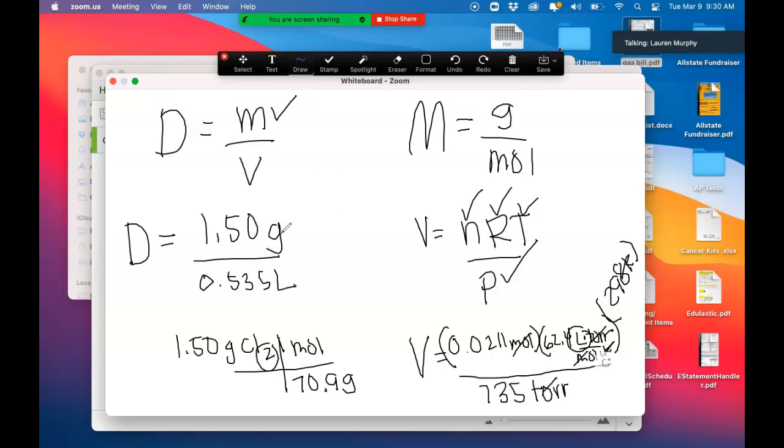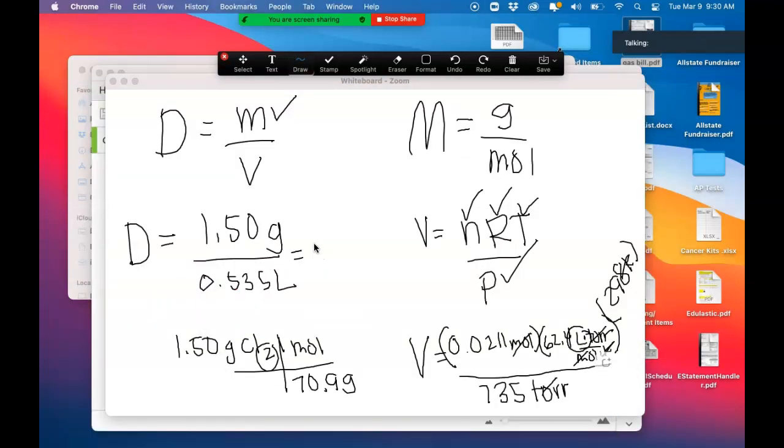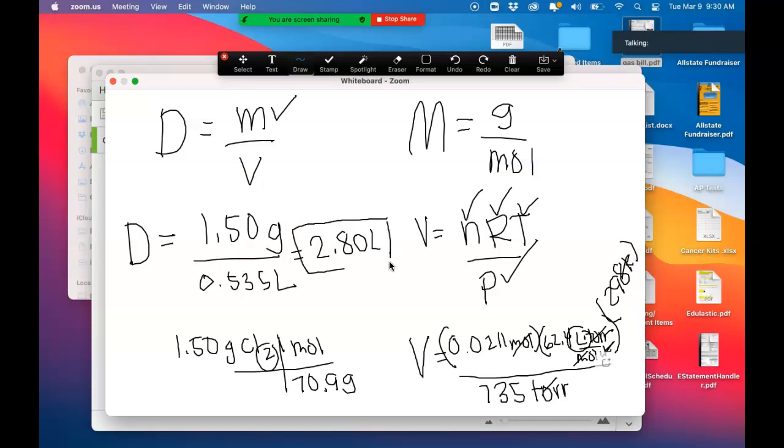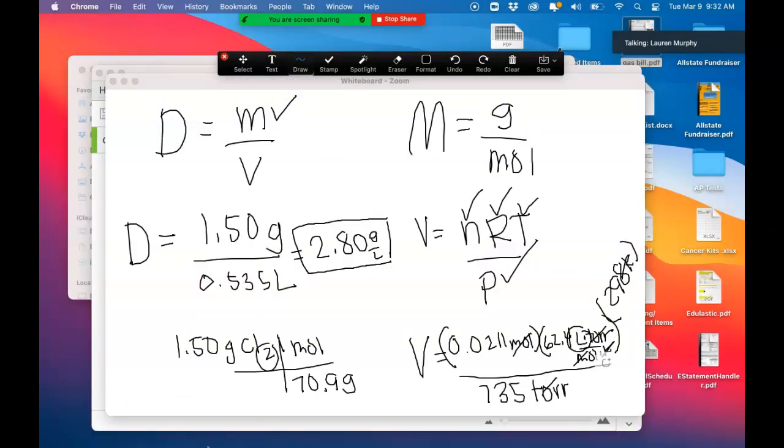So you take your grams, you divide by your liters. Let me look at the sig figs. Sig figs should be 3. So 2.80 is your density. Mass over volume. So basically, this problem is just you trying to find volume because mass was given. You're just trying to use the ideal gas law to find volume. So again, the units were grams per liter, not liters. That was my bad.